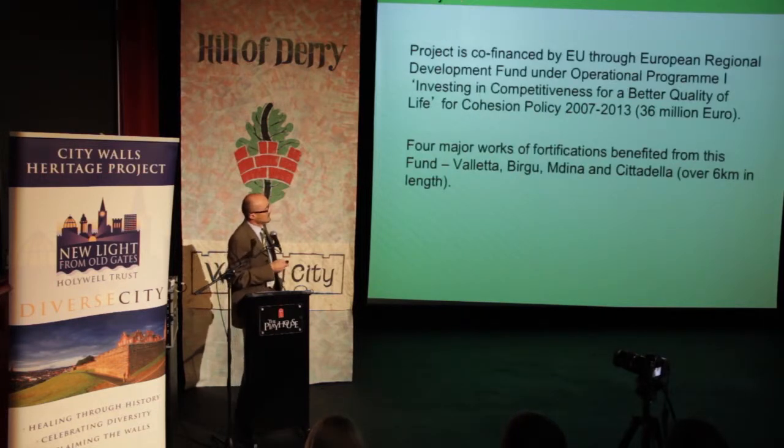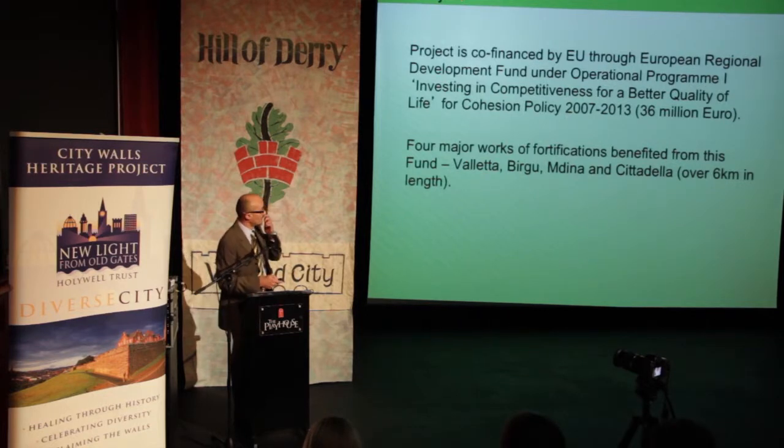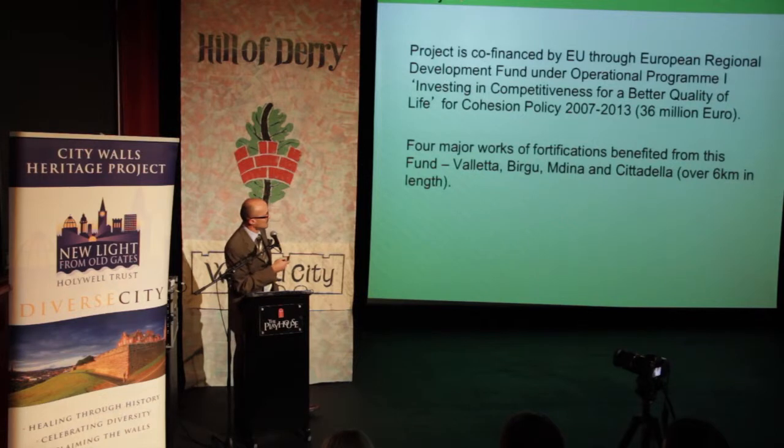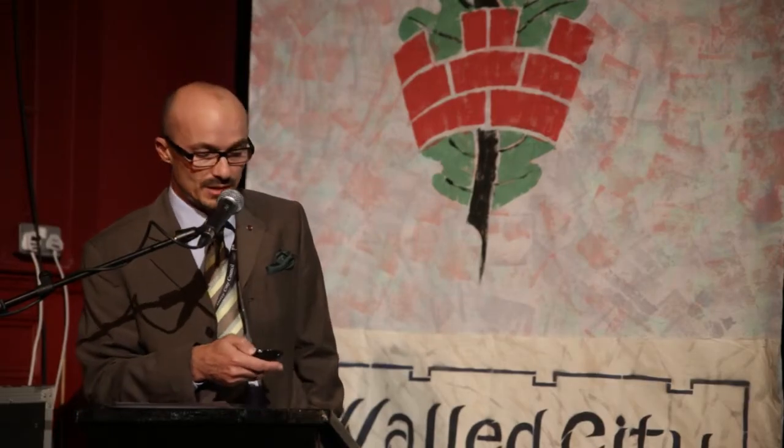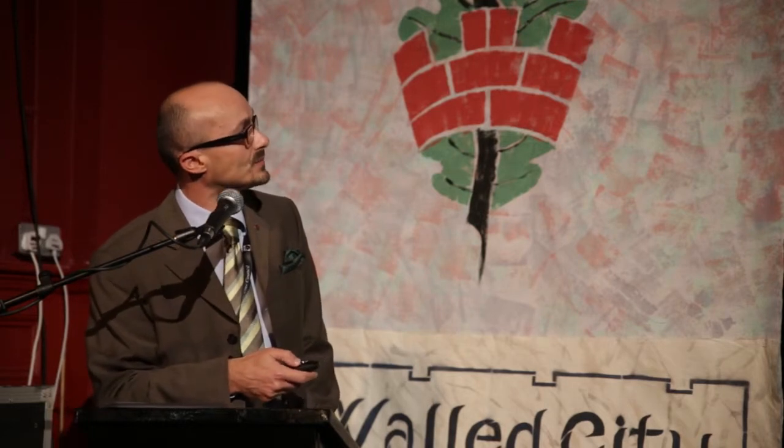The plans and the whole project were co-financed by the European Regional Development Fund, and they totaled 36 million. And like I said before, besides Valletta, Birgu, Mdina, and Cittadella in Gozo benefited from such funds. To date, over 6 kilometers of walls have been restored.